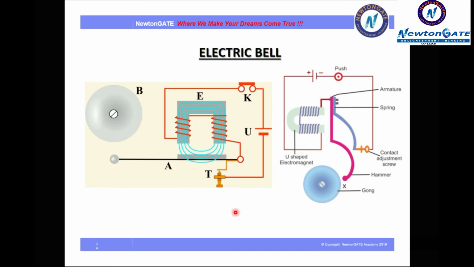An example has been given here of an electric bell. So this is a gong, and whenever the electric current is flowing through this coil, this material is becoming magnetized, and it's hitting the gong. And the circuit gets momentarily detached. Again it comes back to its original position. Again the current flows. Again it gets attracted towards the gong because it gets magnetized again. So this is a very interesting thing.